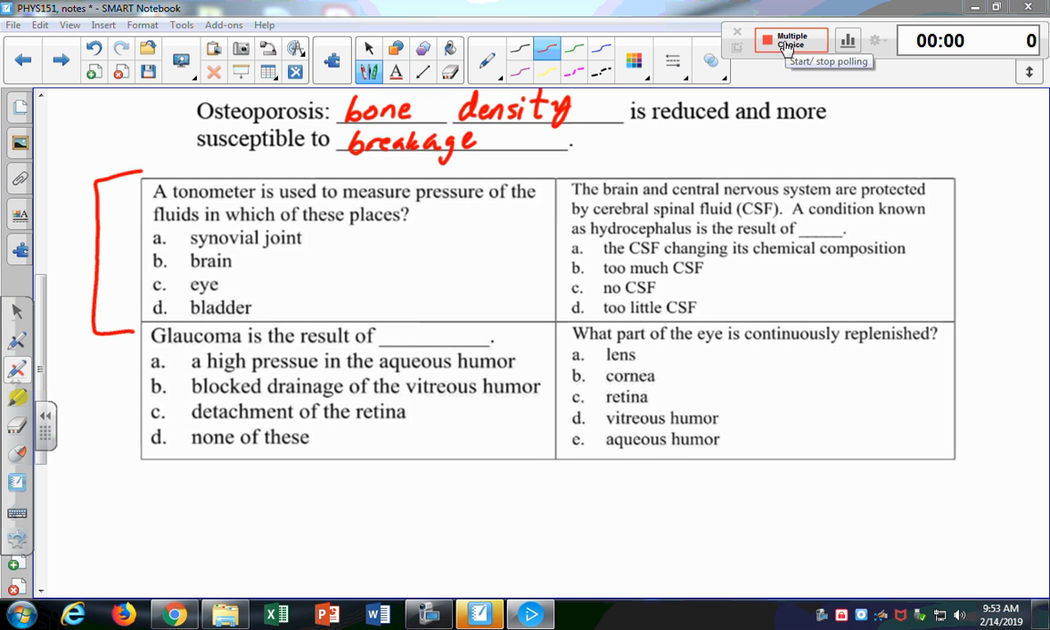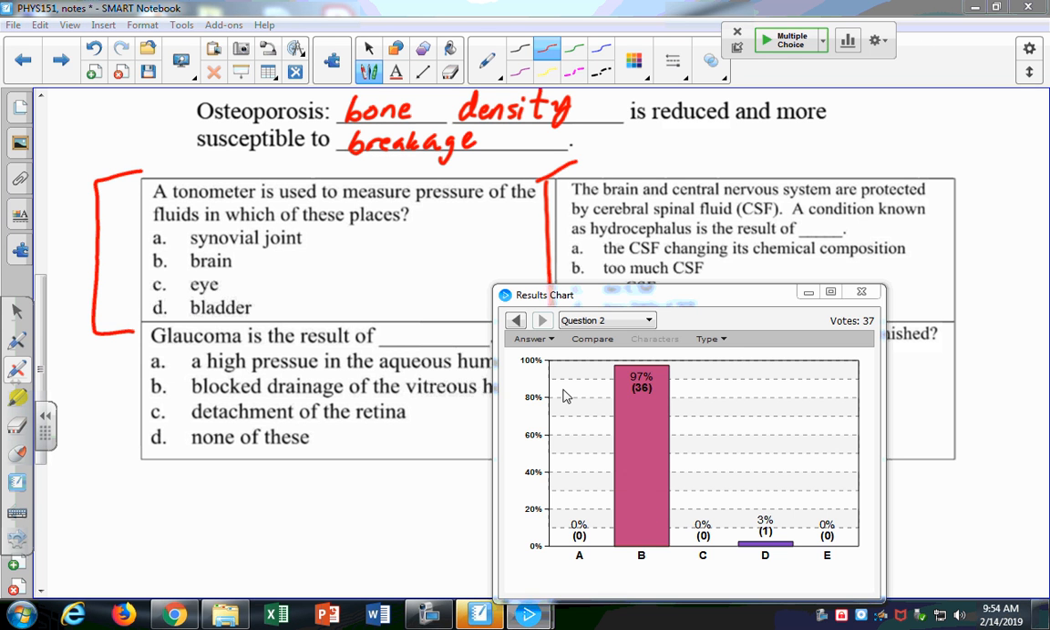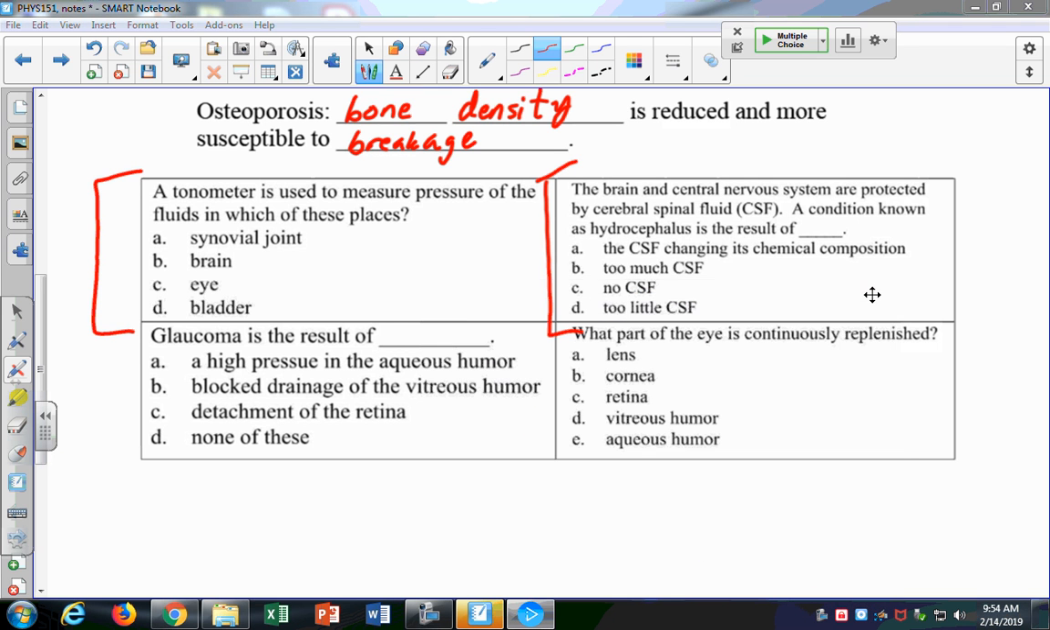Let's try the one on the right, the brain and the central nervous system. What is hydrocephalus? What is that a result of? All right, we'll stop at 23. All right, B is right. Hydrocephalus is too much CSF.